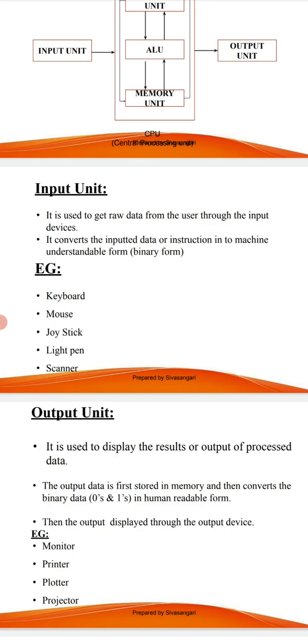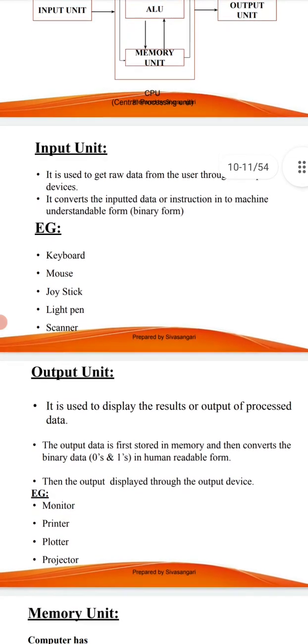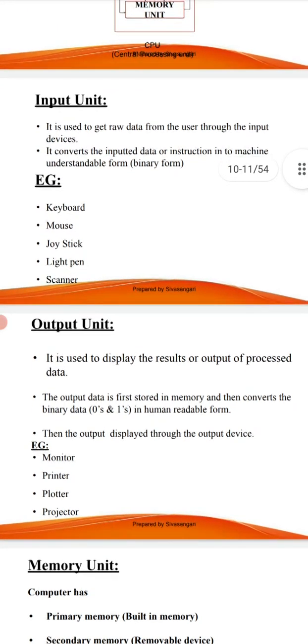Next one is output unit. It is used to display the result or output of processed data. The result will be displayed through the output devices such as monitor, printer, plotter, and then projector. The output data is first stored in memory and then converted from binary data such as zeros and ones into human readable form.